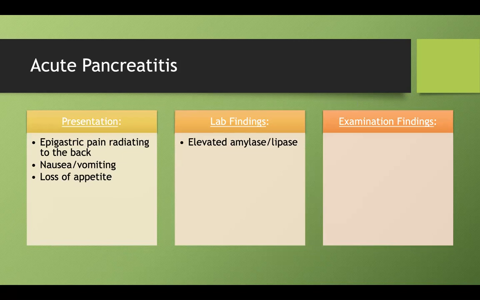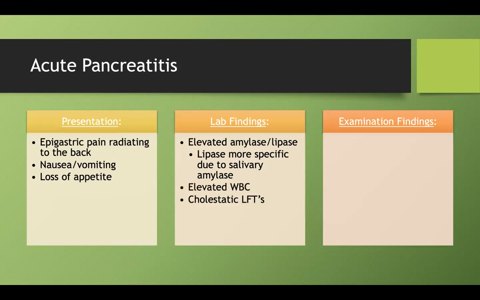On laboratory studies, you'll find elevated amylase and lipase. They like to ask which one is more specific, and the answer is lipase, because you don't have a salivary lipase. So lipase is more specific than amylase. You'll often find an elevated white count, which doesn't surprise you because any itis can have an elevated white count.